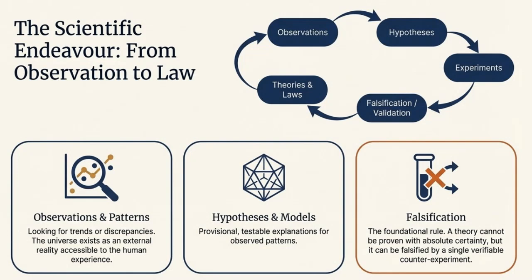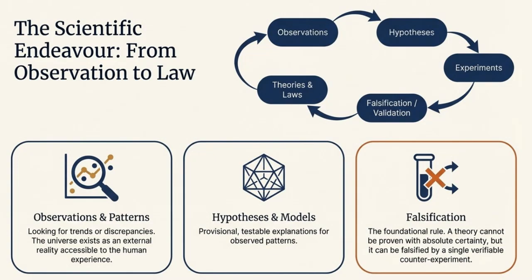It starts with making observations, where we look for patterns or any discrepancies in the natural world, recognizing that the universe exists independently but is accessible to human experience. From these observations, we develop hypotheses and models, which are provisional and testable explanations designed to account for the patterns we've noticed. Then we conduct experiments to test these hypotheses. This is followed by a crucial step called falsification or validation, which is the foundational rule in science.